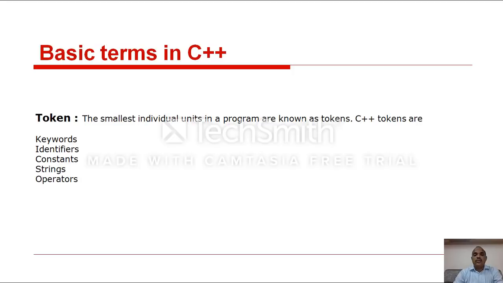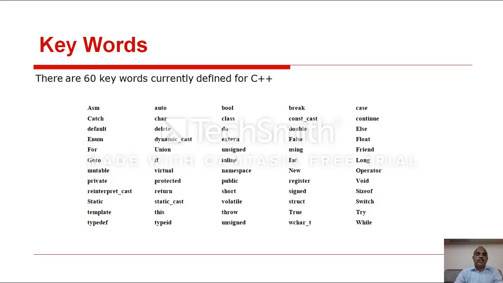Clear? Then the next one is strings. A string is nothing but a character array. In a string, each character occupies 1 byte of memory in C language. Then operators: the set of operators available in C language also occur in C++. Clear? So these are the keywords. There are a total of 60 keywords in C++.